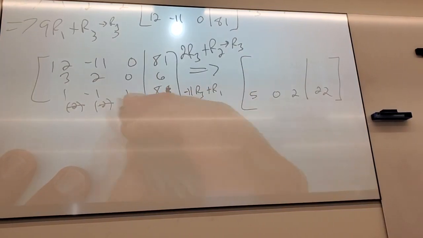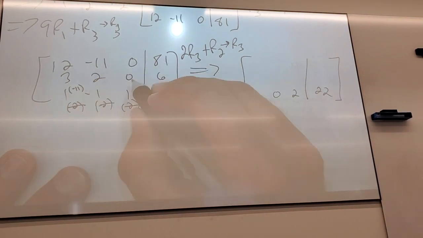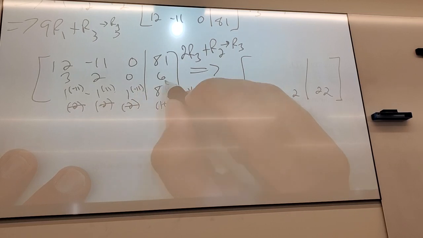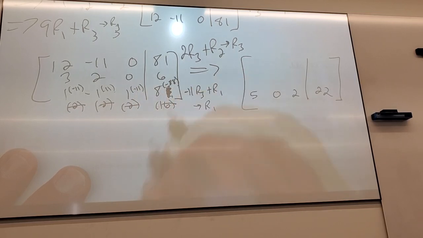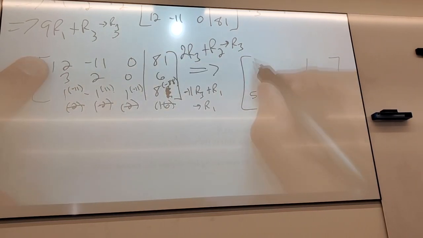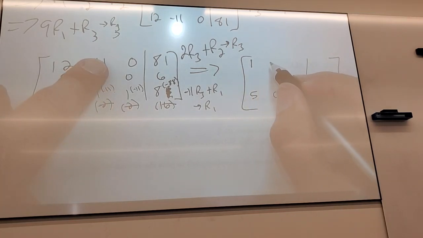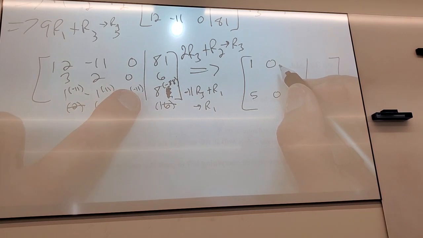So if I do negative 11 times row 3, what's negative 11 times row 3? I get negative 11, 11, negative 11, negative 88. That's negative 11 times row 3, right? And then I'm going to add it to row 1. So negative 11 plus 12, 1. That's a nice little side benefit. 11 minus 11, that's the 0 we're trying to make.